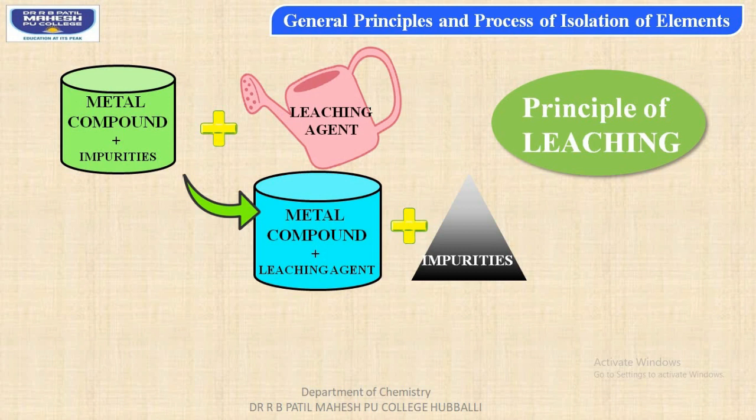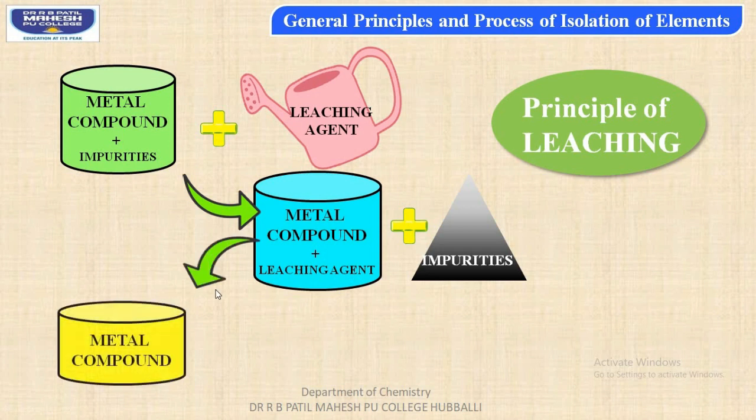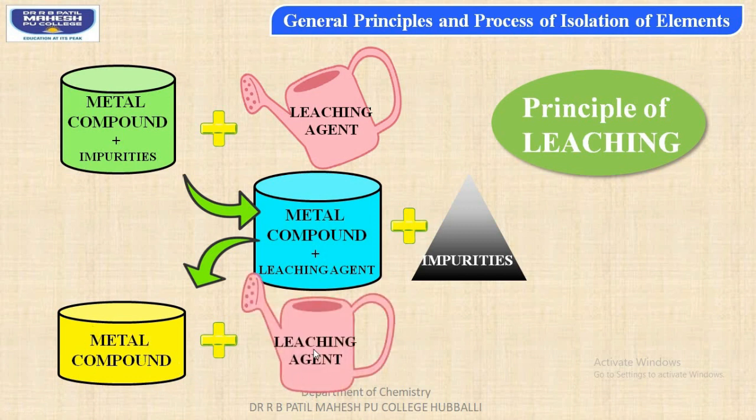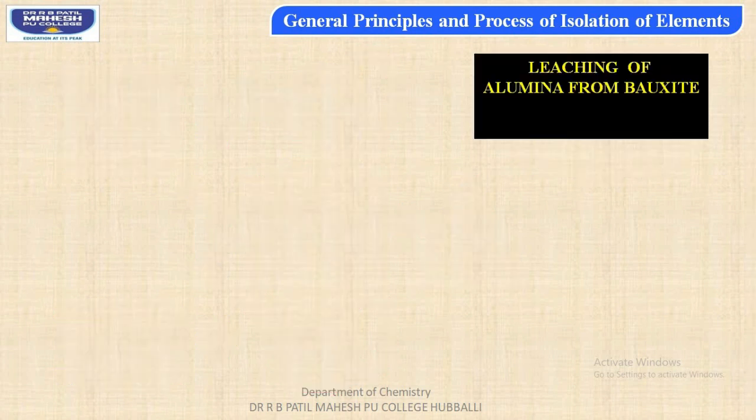In the next step, very easily we can separate the solution of the metal compound from the solvent. As a result, you can get the metal compound separate from the leaching agent. Let us consider one example of leaching. So, leaching of alumina from bauxite ore. This process is called Bayer's process.